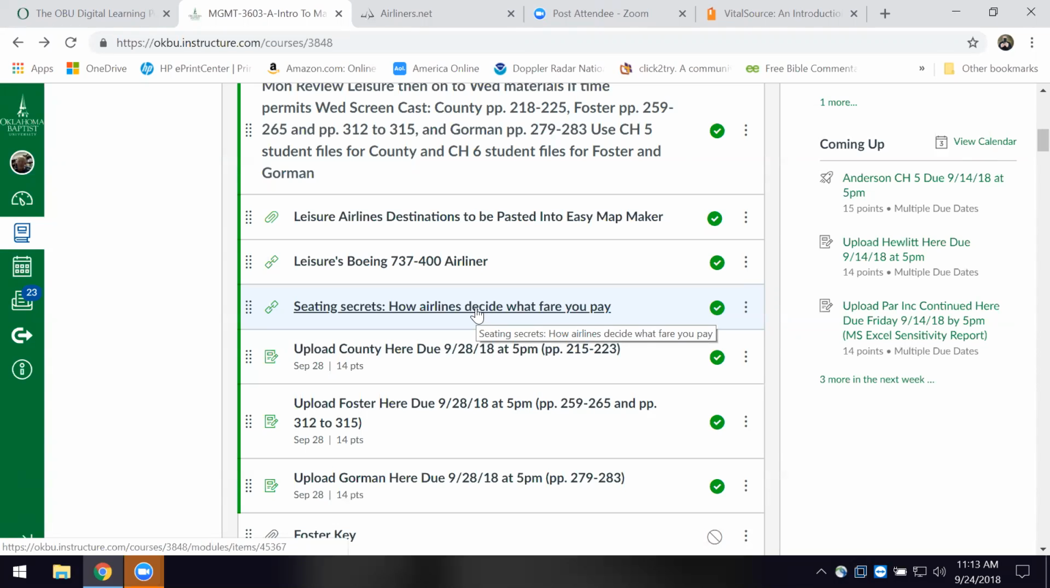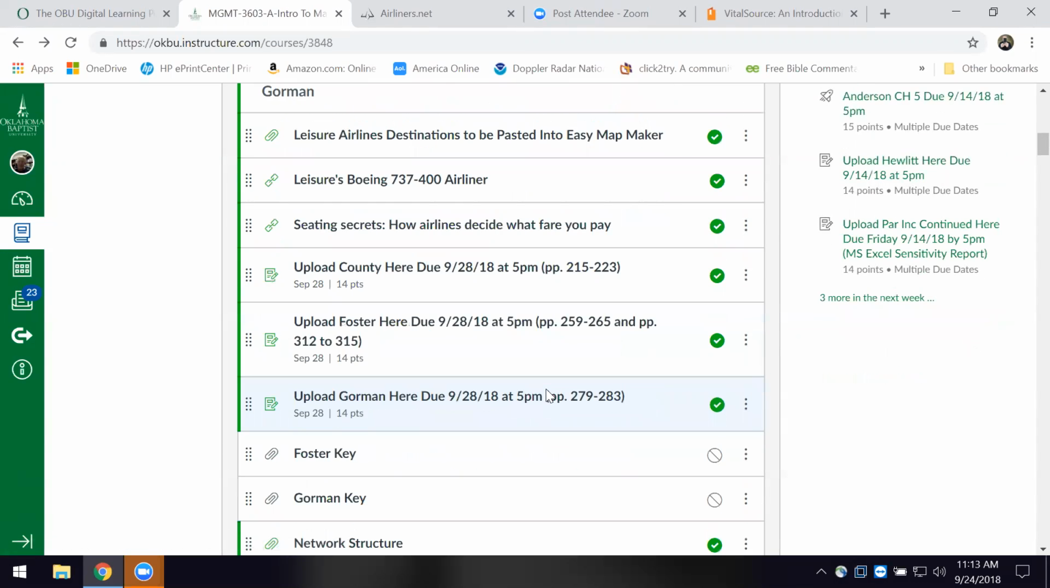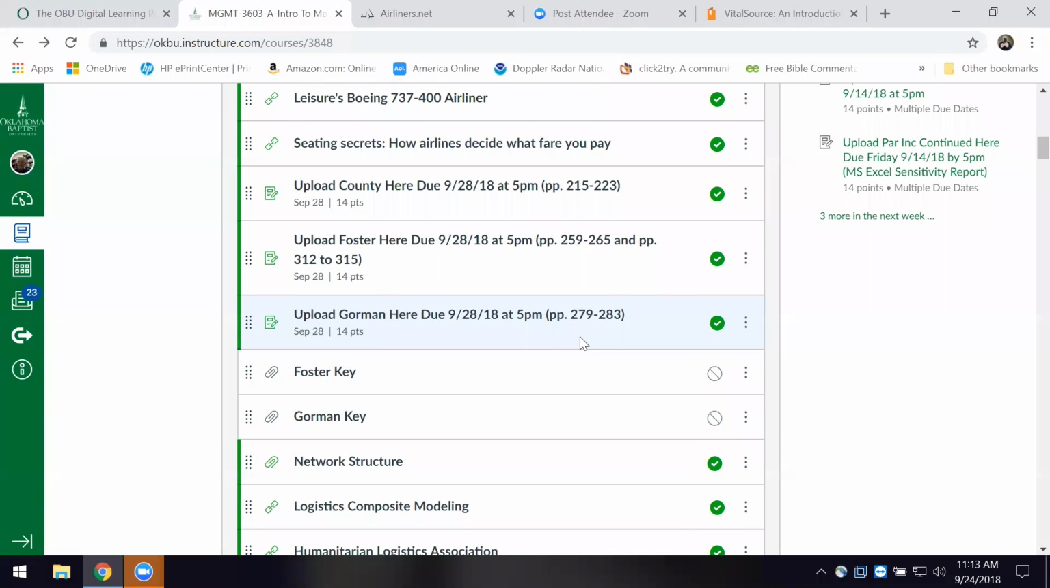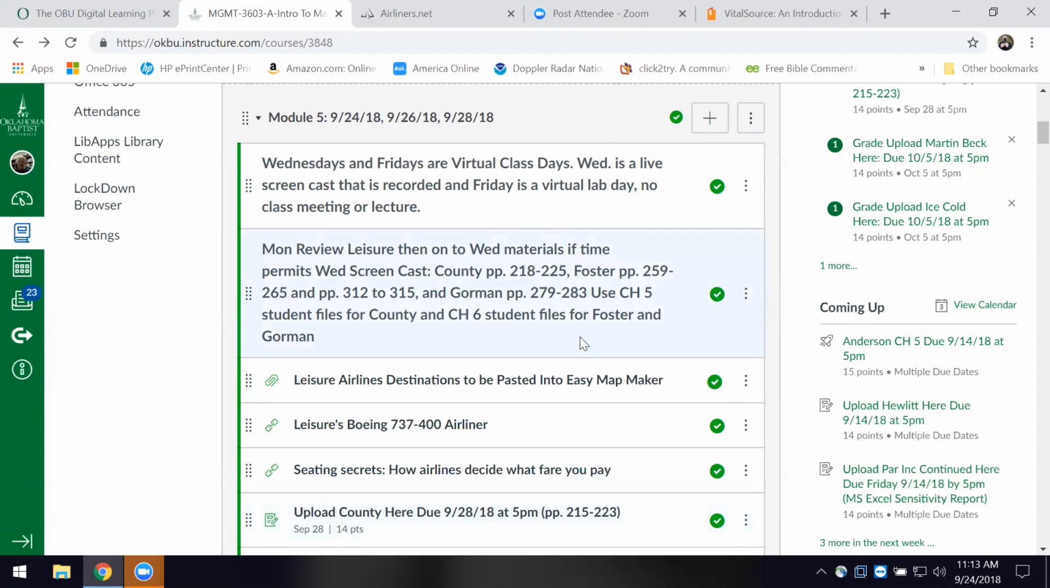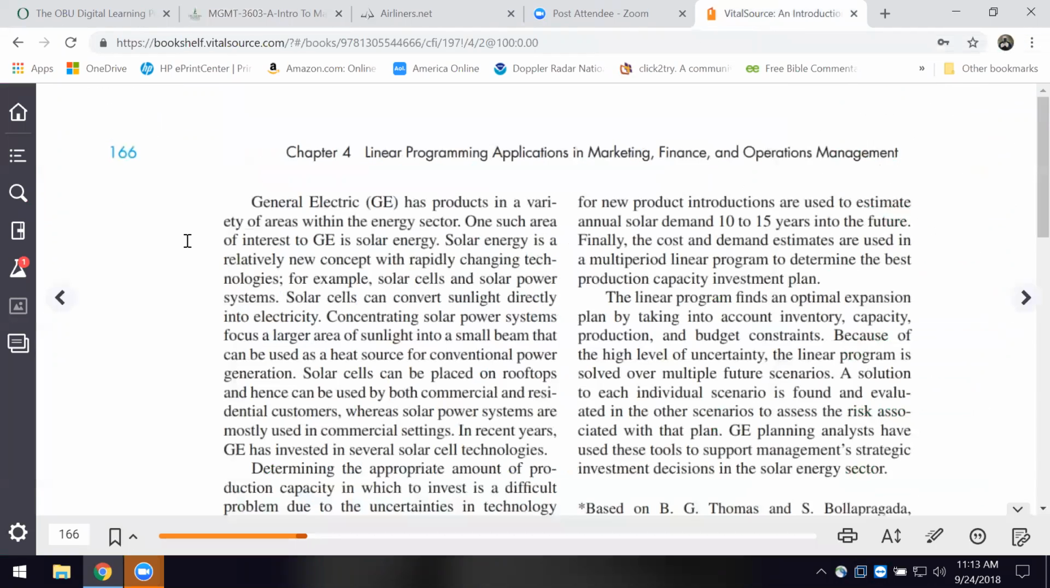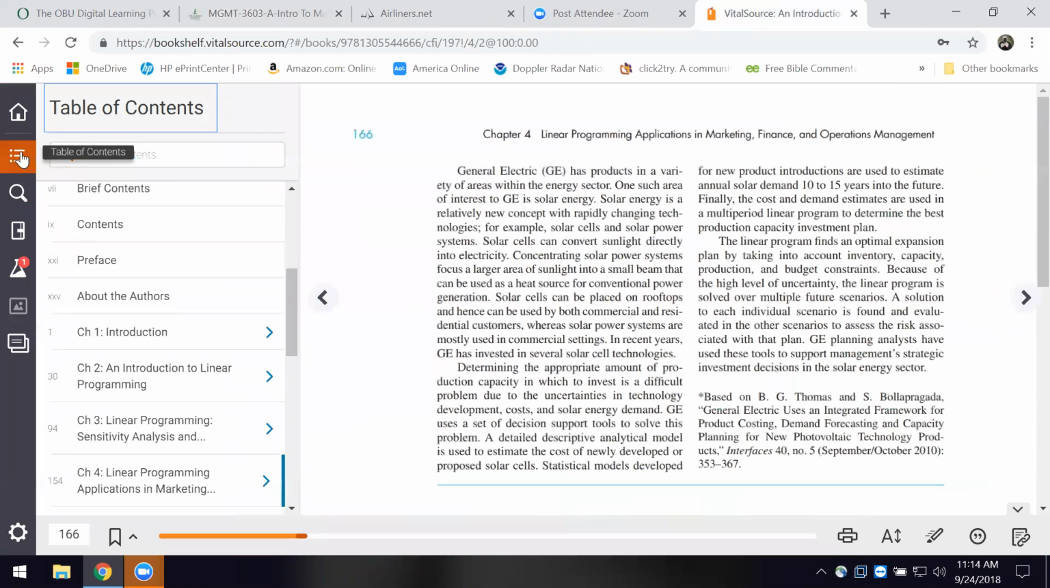Well, anyway, here's what you've got ahead of you. You have the county case, and that's due on the 28th. Then we've got Foster, okay, and we've got Gorman. And I want to talk some about the county case because it's probably the most detailed, or the one that's probably the most prevalent in terms of folks' tools. And so I'm going to search the book and see if we can find this.